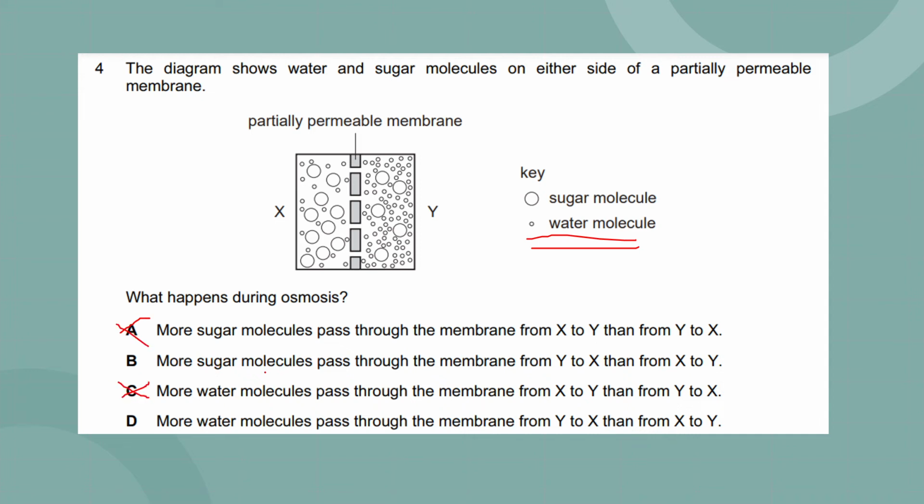More sugar molecules pass through the membrane from Y to X? That would be incorrect. The correct answer would be more water molecules pass through the membrane from Y to X than from X to Y. Correct answer is D.